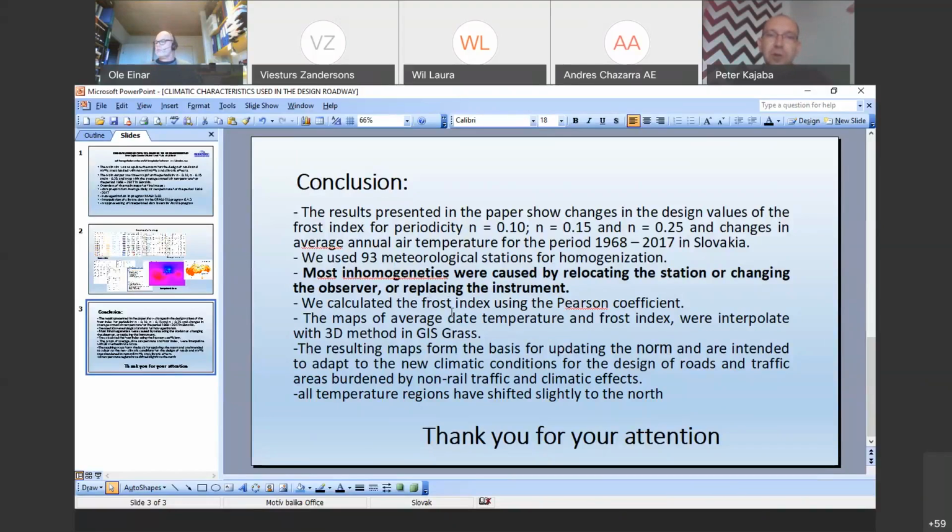We calculated the frost index using the Pearson coefficient. The maps of average temperature and frost index were interpolated with a 3D method in GIS. The resulting maps form the basis for updating the norm and are intended to adapt to the new climatic conditions for the design of roads and traffic areas burdened by non-rail traffic and climatic effects. All temperature regions have shifted slightly to the north. Thank you for your attention.